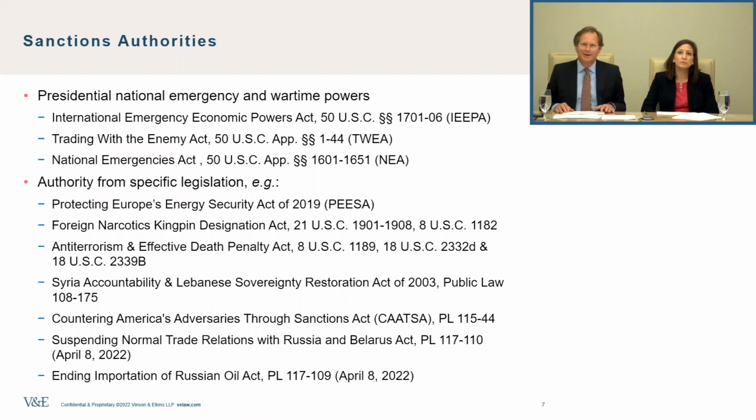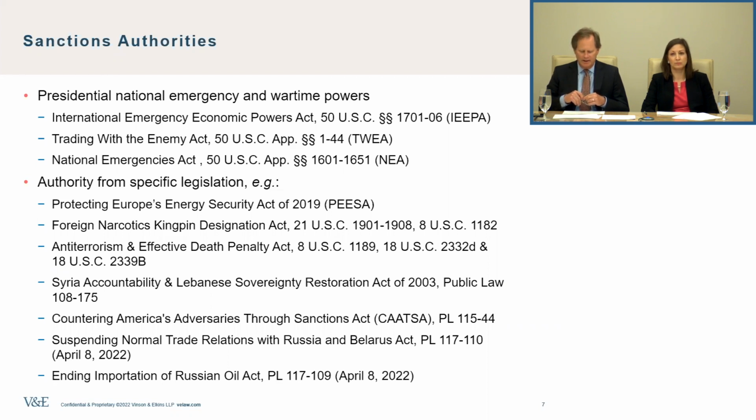Speaking of authority, what are these authorities and how legally does a sanction program come into place? We've listed here on this slide many, not all, of the statutory authorities that can be used by the president to put a sanction into place. But the predominant one is the one at the top, the International Emergency Economic Powers Act, IEEPA.